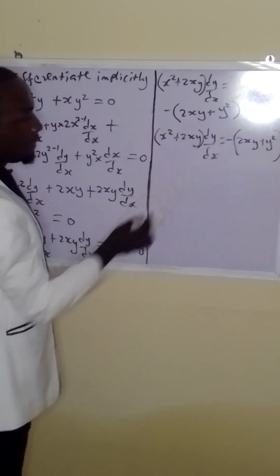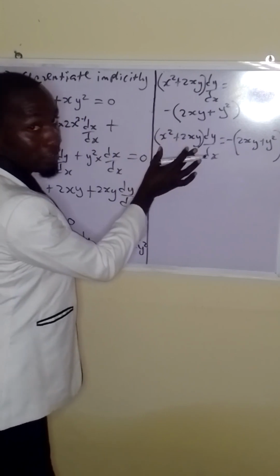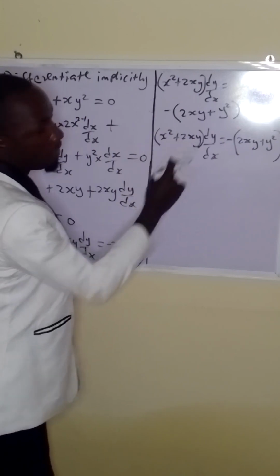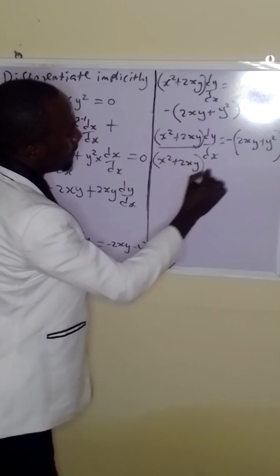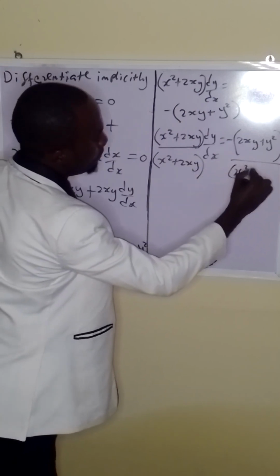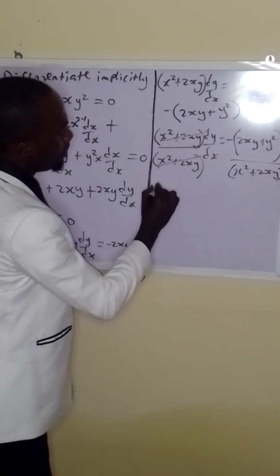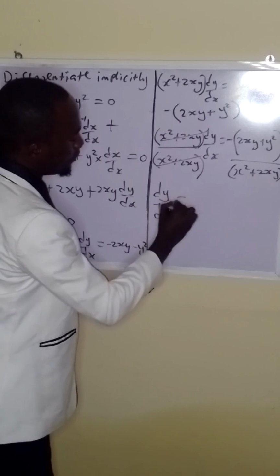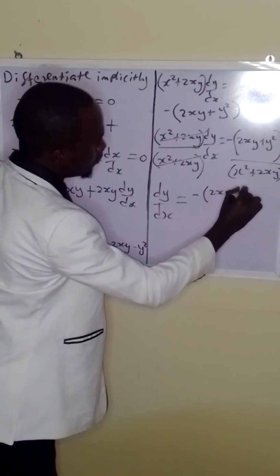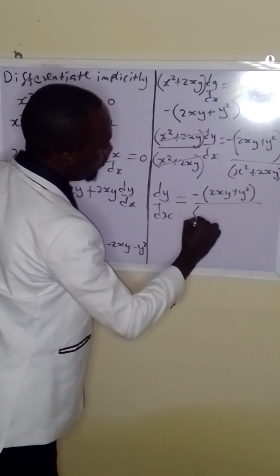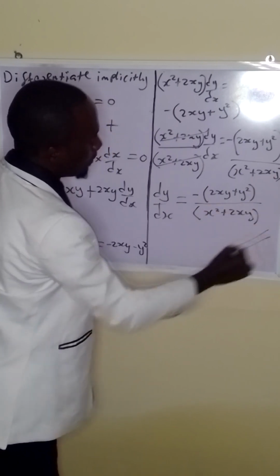Now we are looking for this dy/dx. In order to get our dy/dx, we divide both sides by the term in the parentheses here, this x squared plus 2xy. That means we have bracket x squared plus 2xy close bracket on both sides. So this, we cancel this. We have our dy/dx to be equal to minus open bracket 2xy plus y squared close bracket all over open bracket x squared plus 2xy close bracket. This is what we have there.